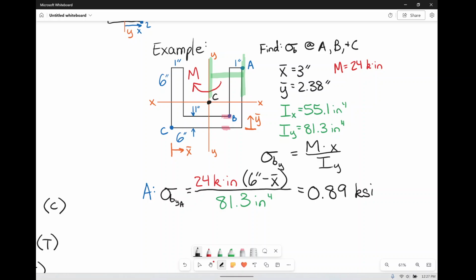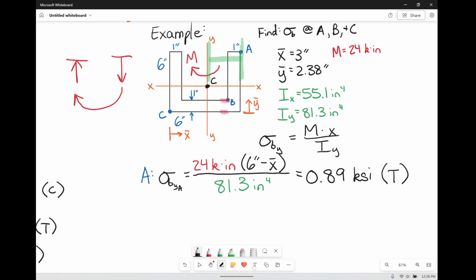Tension or compression. Again, if we're looking at this arrow, we're leaving out of the face on the right side. So when we're leaving out of the face, we can draw this out. That means this arrow has to go up and this arrow has to go down. So if we're coming out of the face, that's going to be tension. So at A, we're in tension.